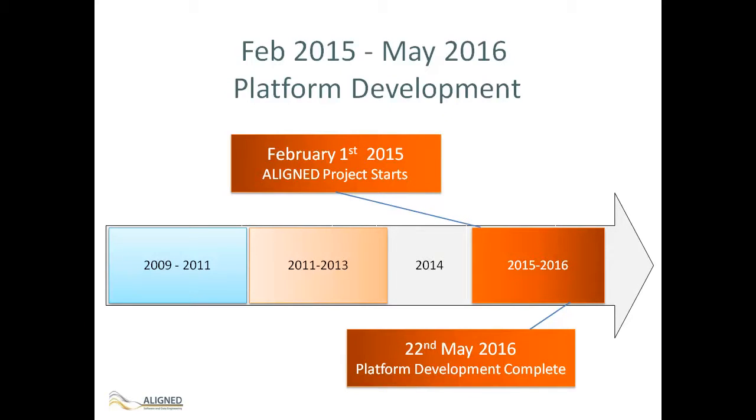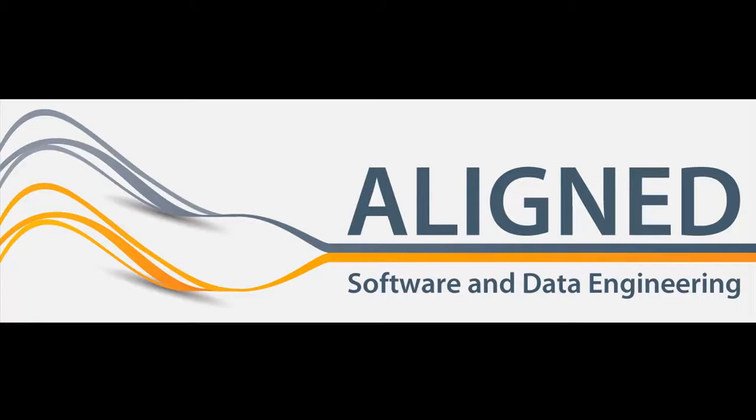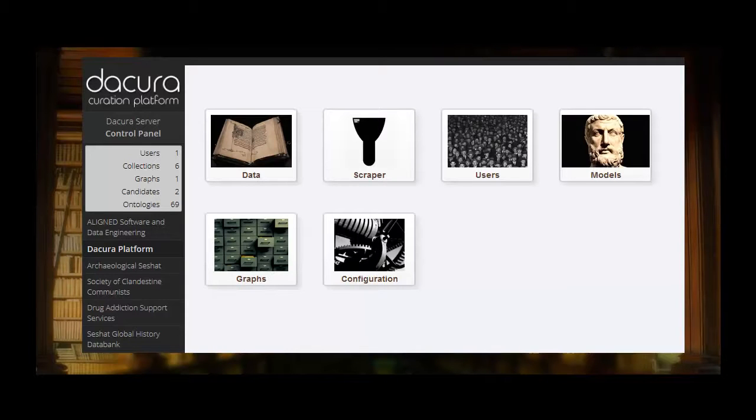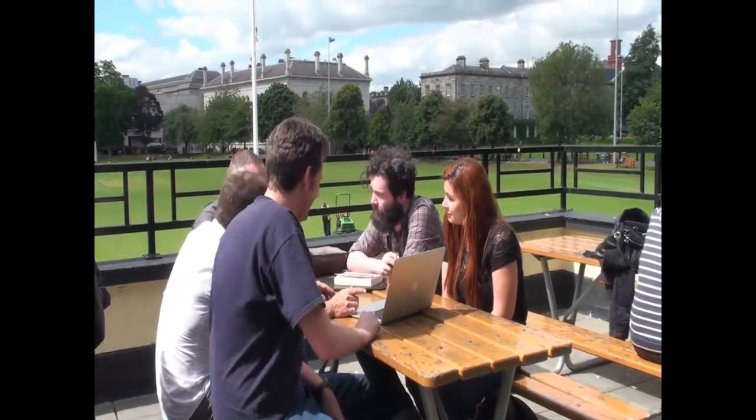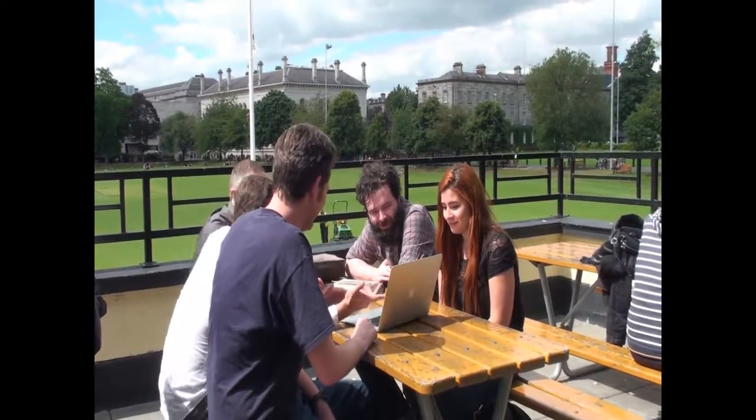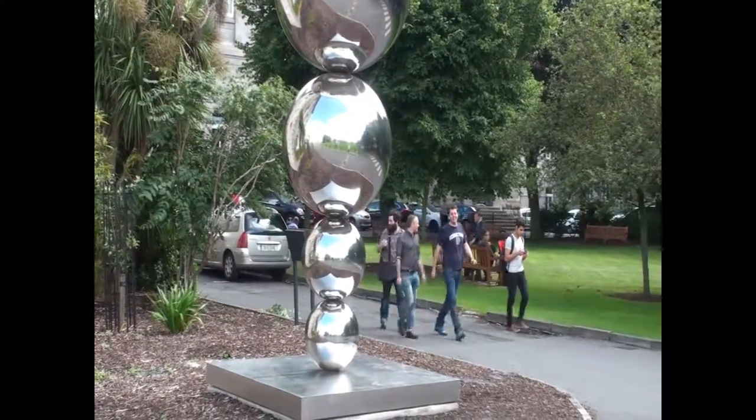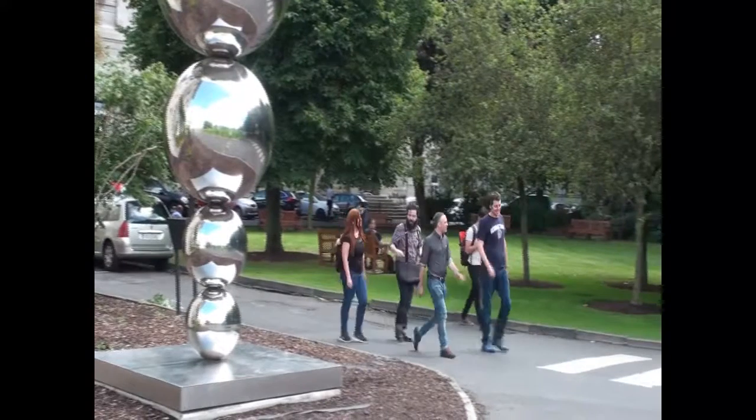On the 1st of February 2015, the Align project came on stream, and that was particularly important in development because Gavin Mendel-Gleeson came on board. Between 2015 and the 22nd of May this year, when we completed the first version of the platform, both of us have been working hand in hand on all of that code development. Things again have accelerated since then. The development of the user tools began on the 1st of June 2016. It's only 2 months ago today, and as anybody knows, that's a very short time in computer programming.